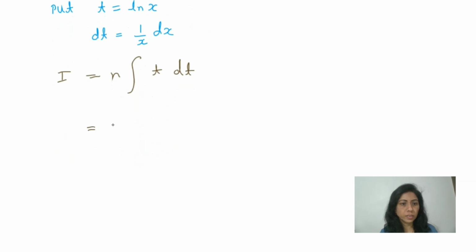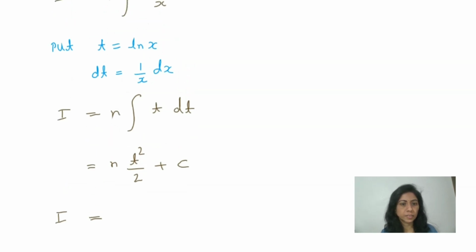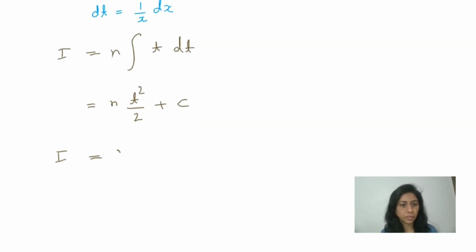Now we can integrate. This is t to the power 1, so 1 plus 1 is 2, divided by 2, plus c, an arbitrary constant. So the integration means I is n t square upon 2. What is the t value? The t value is ln x, so we can substitute here: n upon 2 times (ln x) square plus c, and this is the final answer.